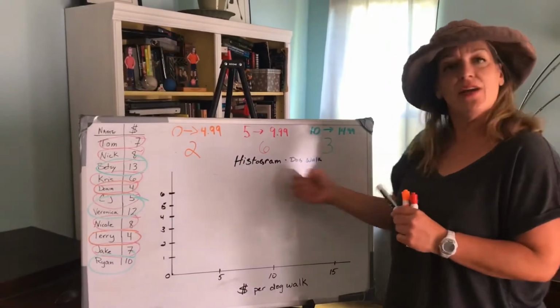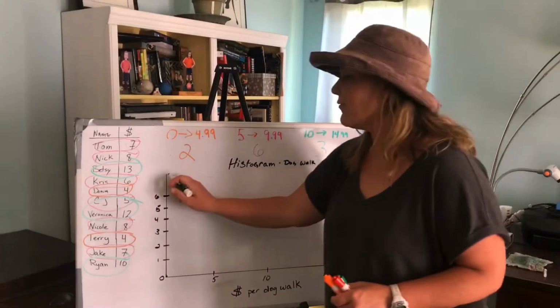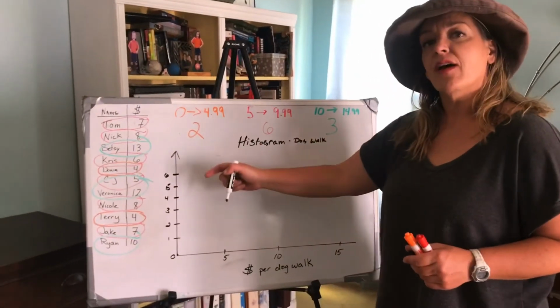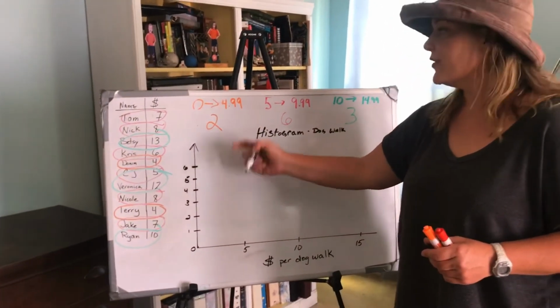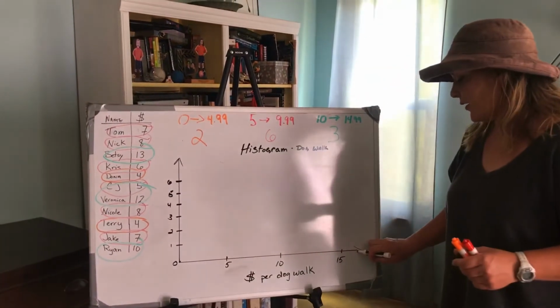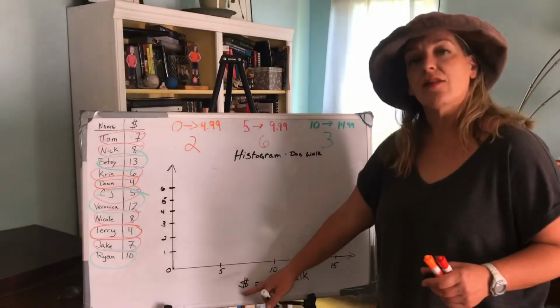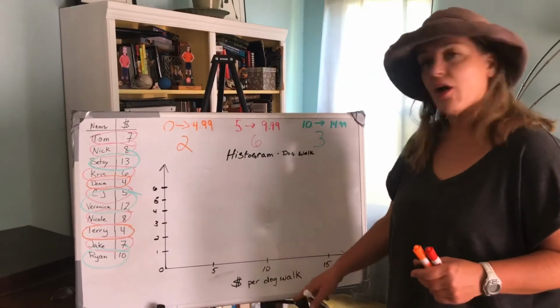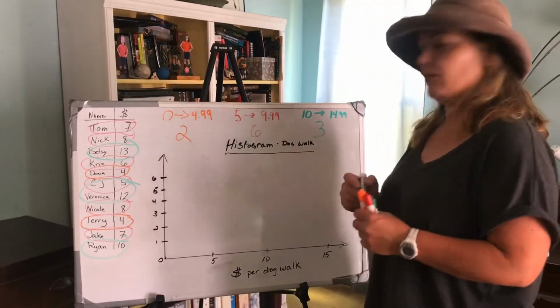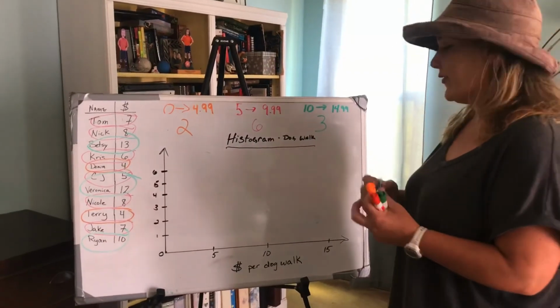Okay, so here's my histogram. Again, I'm going to have a y-axis here. The y-axis is the frequency, the number of people who said that they paid for a different price of dog walk. Then I have my x-axis on the horizontal line, and the x-axis is the amount of money per dog walk they pay. And I also always have to have a title, right? You need a title of your graph to make it very clear.